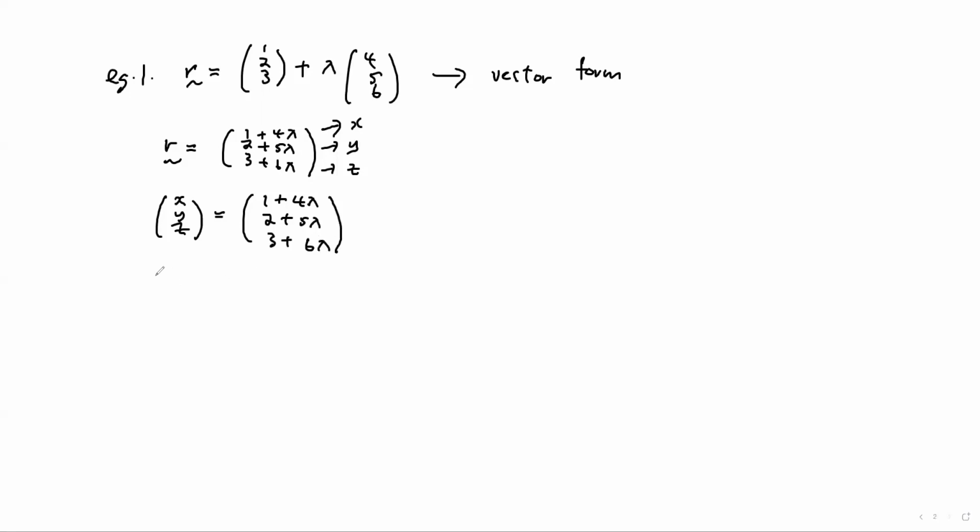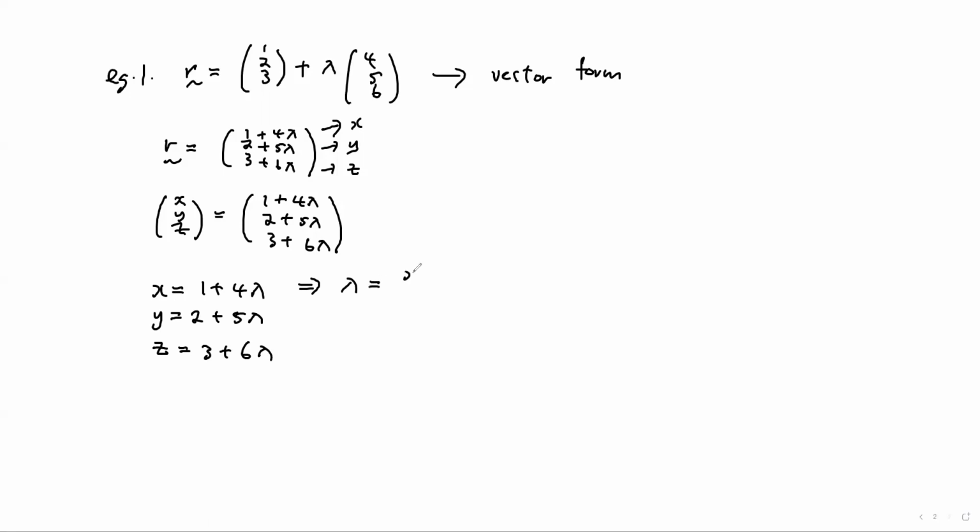Okay, so there we have it. So x is equal to 1 plus 4 lambda, right? And y is equal to 2 plus 5 lambda. And z is 3 plus 6 lambda. Okay, so I'm going to make lambda the subject, right?